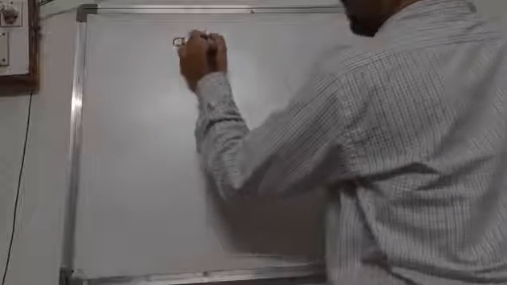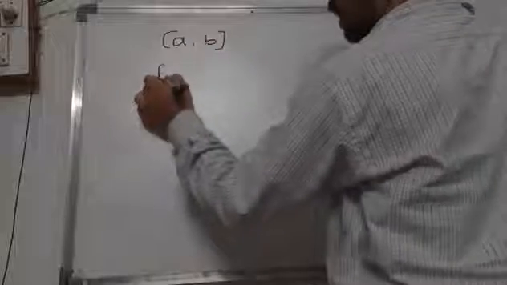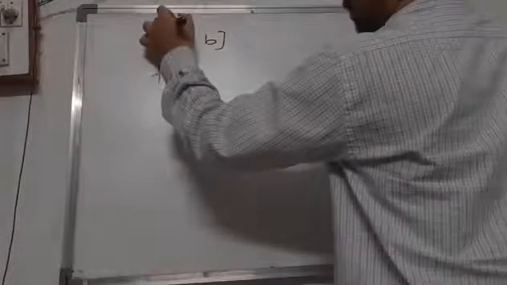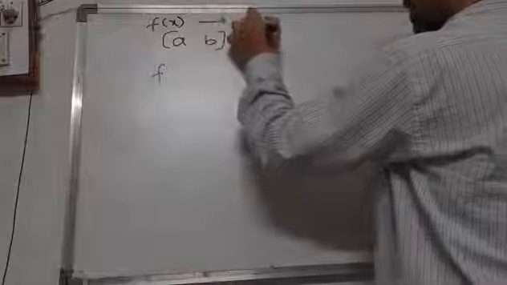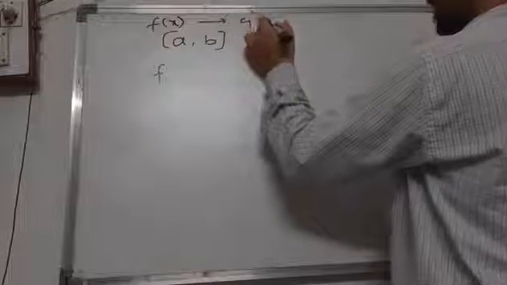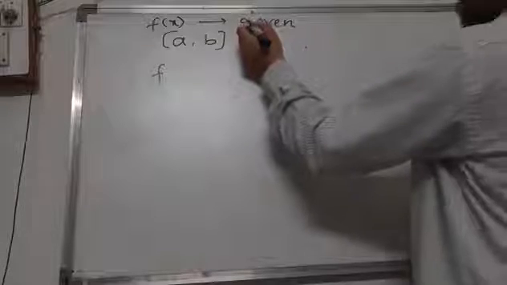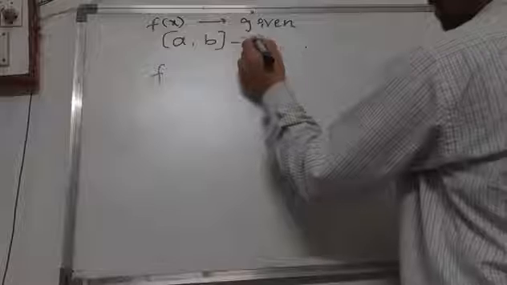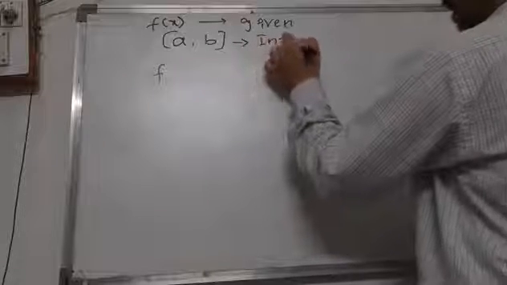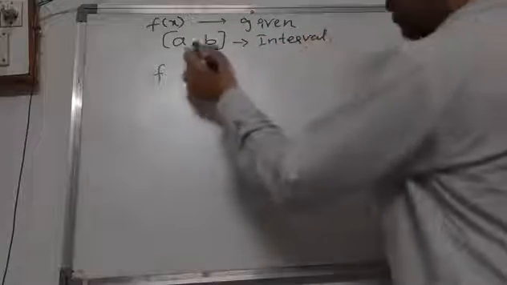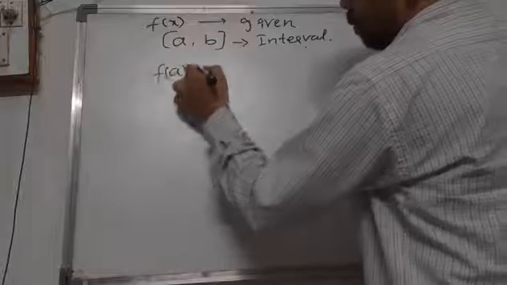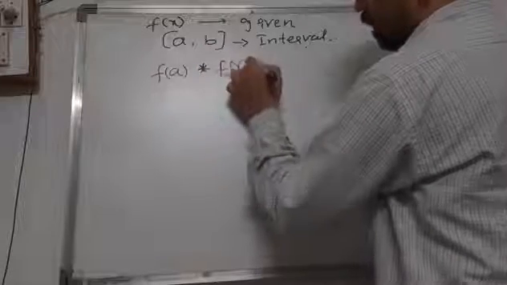First thing we are going to do, we are choosing two values a, b such that f of x is a given function. This is given in the question itself. Next we are choosing some interval. This is the interval we have chosen. How have we chosen this interval? f of a into f of b must be less than 0.